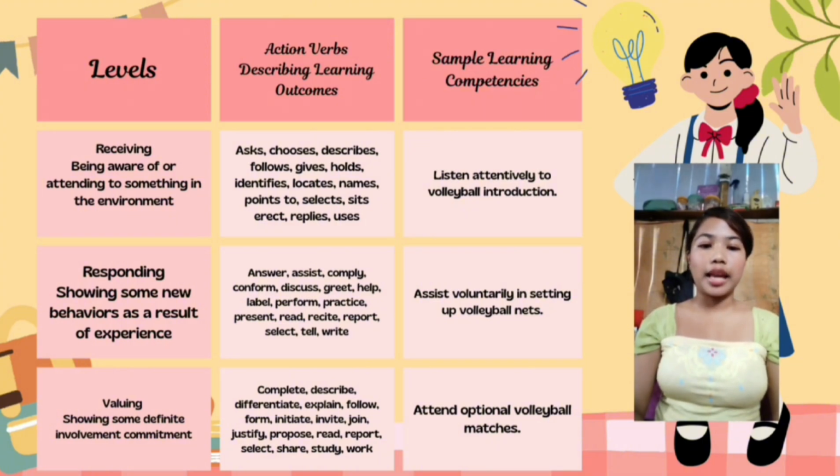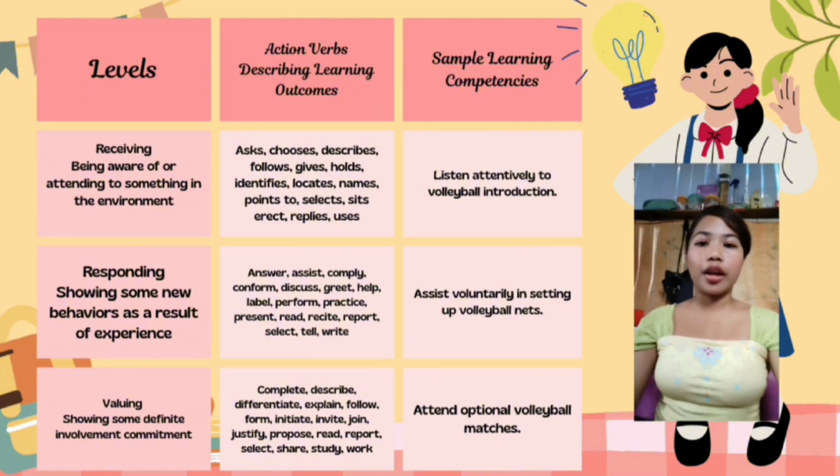So they ask, choose, describe, follow, give, hold, and identify. A sample learning competency in a school setting or in a sports setting is they listen attentively to the volleyball introduction. So this is based from Krathwohl in his taxonomy.